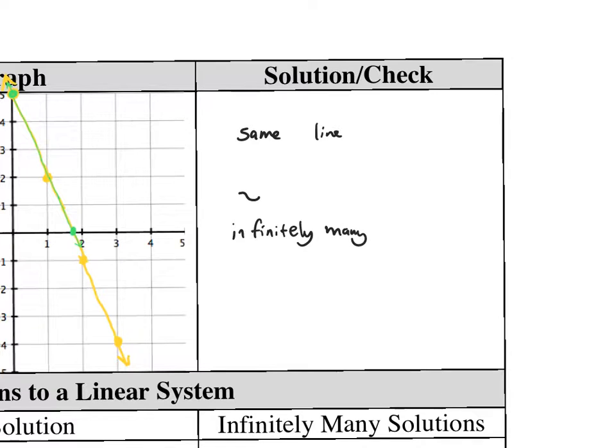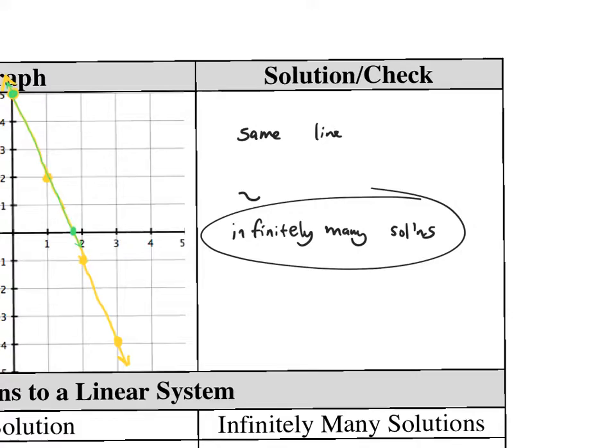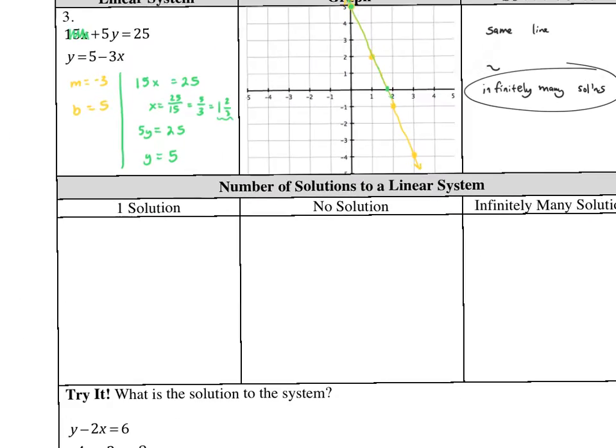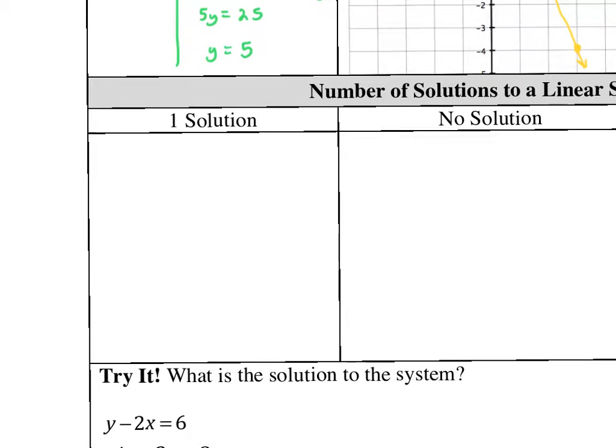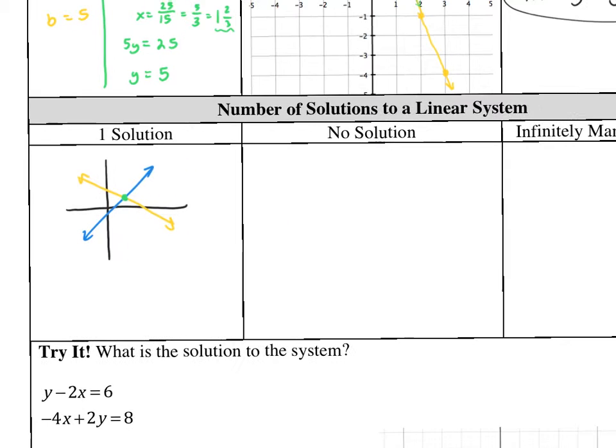Many solutions. That's it. Nothing to check, nothing else. They're the same line. So let's see down here, and there are 3 scenarios that we ultimately will encounter. Number 1, when we have one solution. So we're graphing along, we graph that, and we graph that, and in the end, this right here is my solution. Okay, one solution. It works when it works.